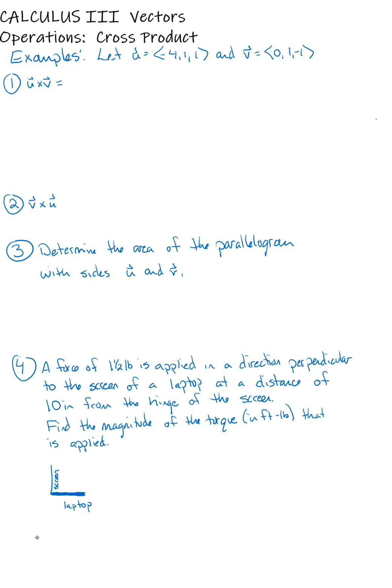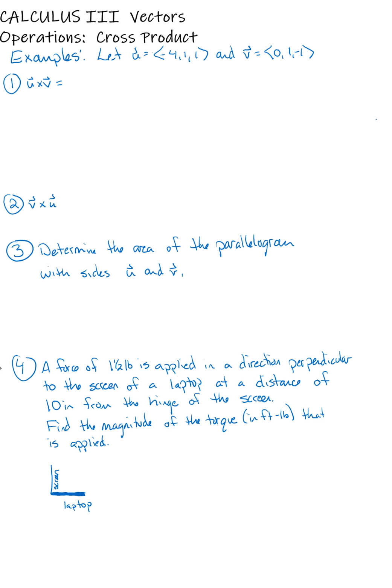I want to go over some examples of the vector operation cross product. So let's start with a couple of vectors. We've got vector u is -4, 1, 0, and vector v is 0, 1, -1. And example 1, let's find the cross product of those.